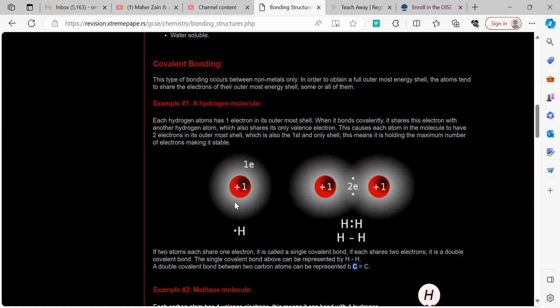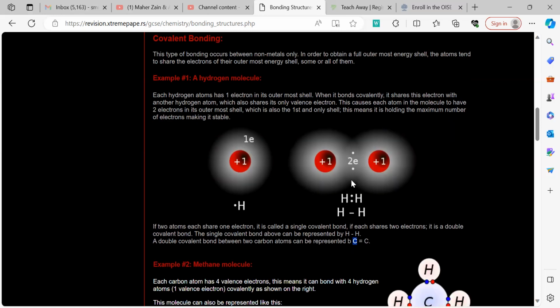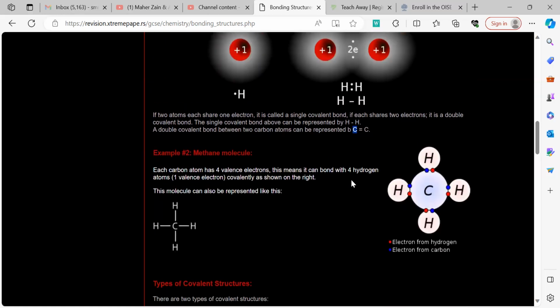So in this case, hydrogen and hydrogen share two electrons, and basically you should also know that whenever it is represented, like you have studied sets, the electrons are shown in the intersection because they are common to both of them. Similarly, the case with the methane molecule.